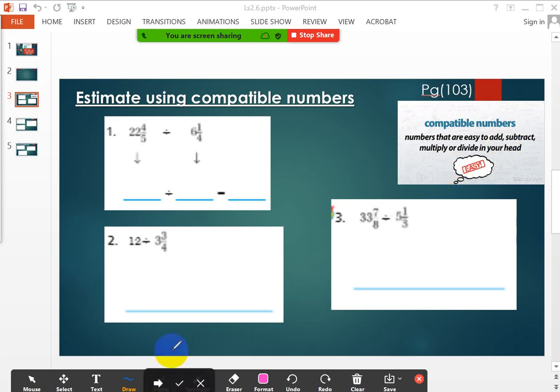So now you will understand it, girls, because we will repeat the same strategy on the first exercise. Look, I want to round 22 and 4 over 5 and 6 and 1 over 4 into two numbers. The closest numbers for those two numbers, but the numbers must be compatible numbers. That means I can divide those numbers by using my mind.